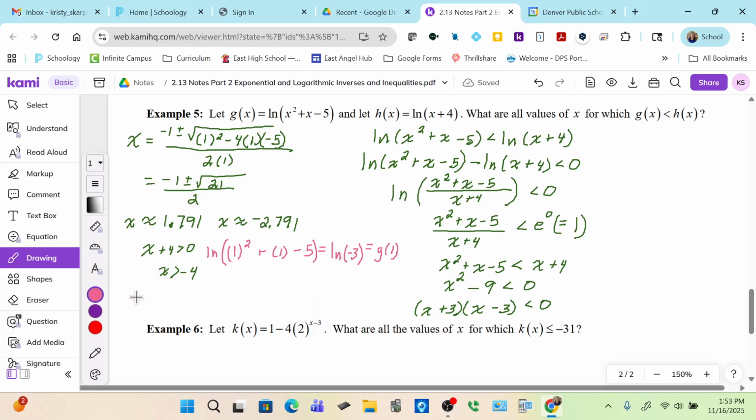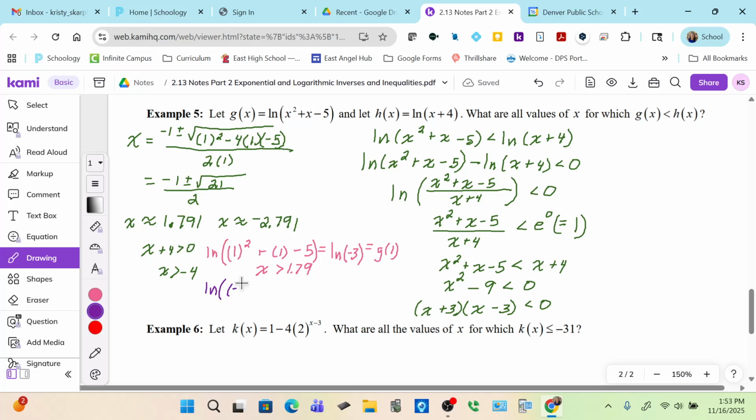So we know that x is going to have to be greater than 1.79. Now I'm going to test this as well. I'm going to use negative 2 just to see if it works. If not, then I know I need to go less than negative 2.79. So I'm going to be testing it with that natural log again.